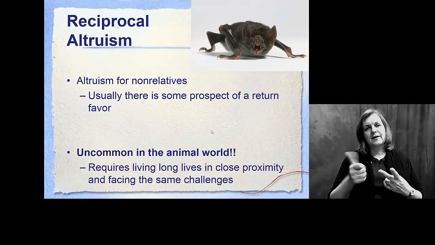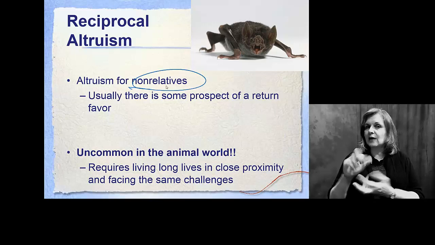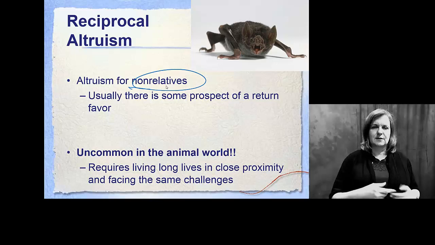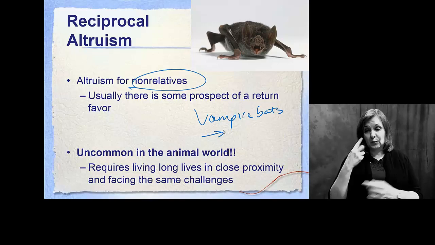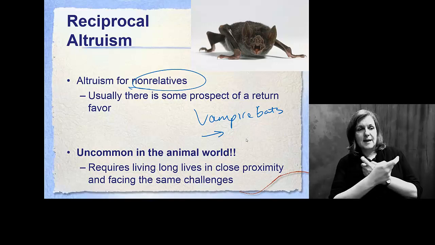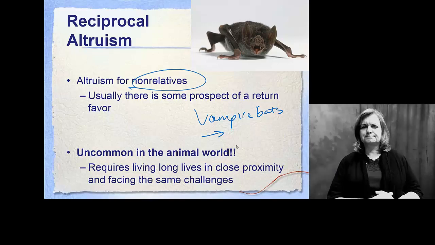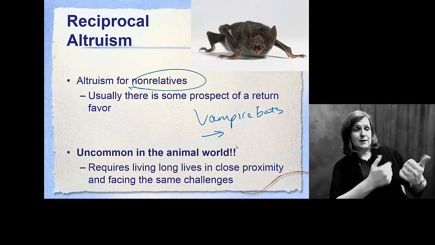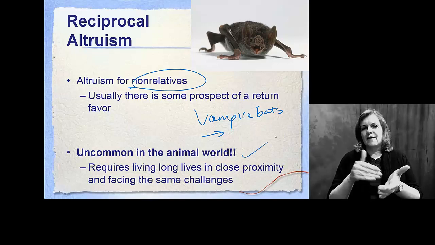But when we look at reciprocal altruism, this is actually the idea that you can be altruistic to non-relatives. We see this almost exclusively in humans, but there are actually some examples of it in vampire bats. But what they see is the vampire bats will tend to be altruistic towards non-relatives only if that individual has helped them before. So it's an interesting relationship where one is going to help the other, but they expect something in return. So, like we said, pretty uncommon in the animal world.